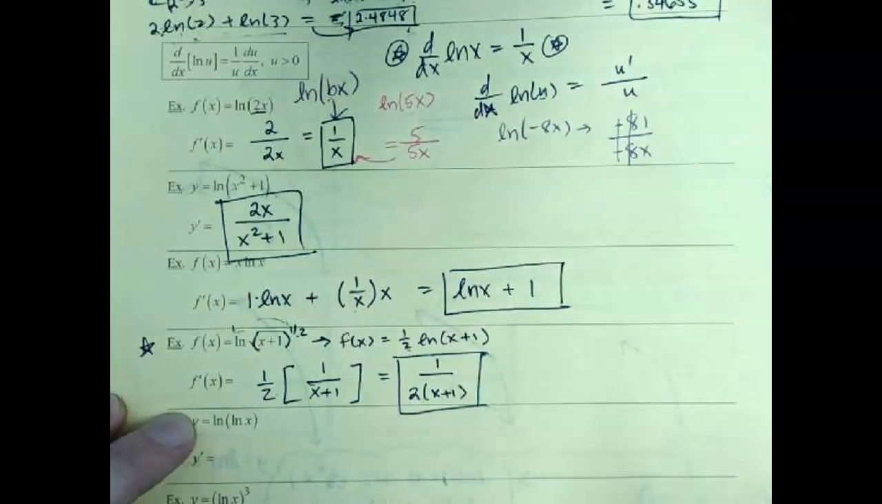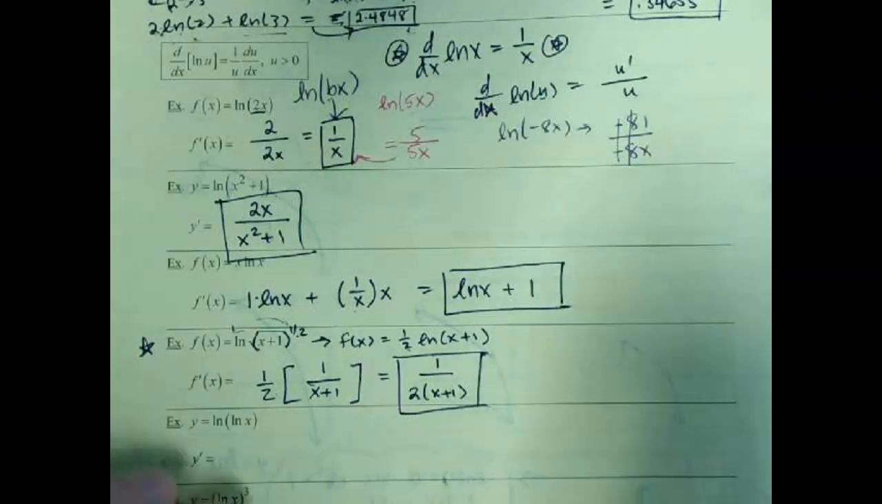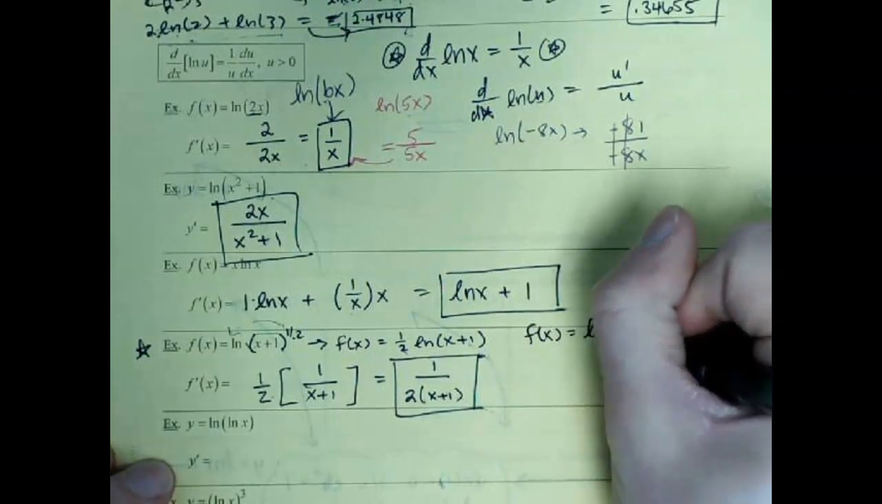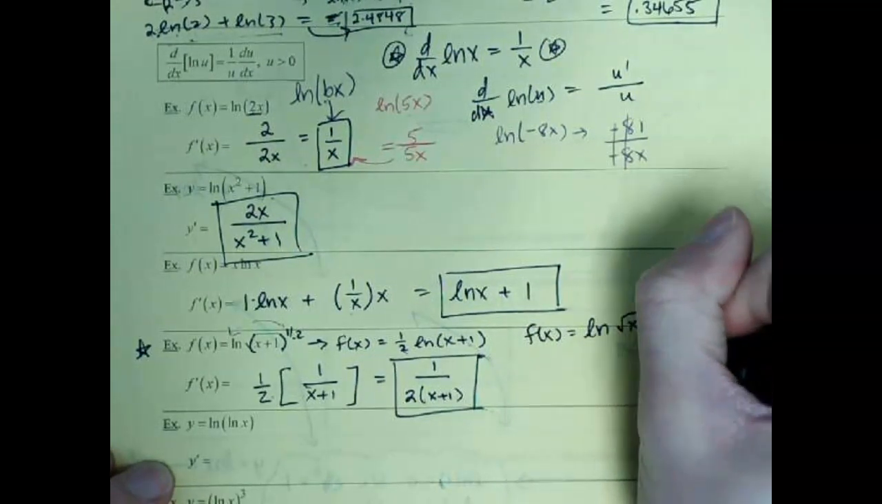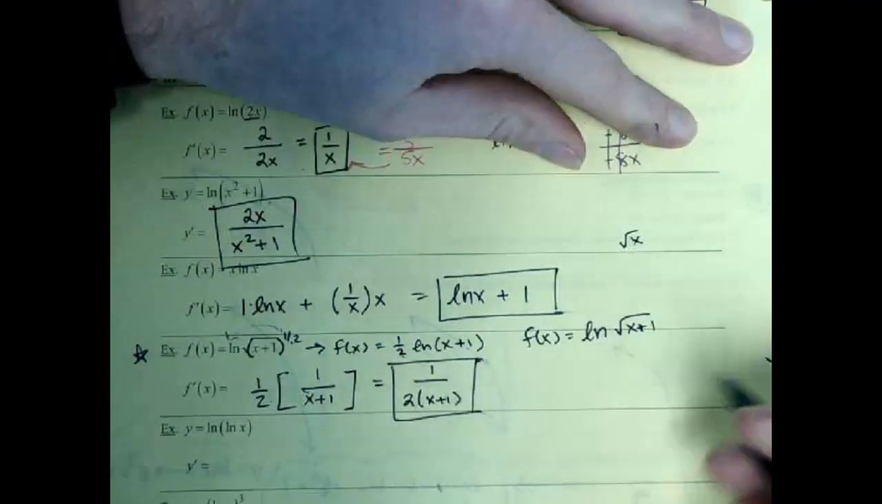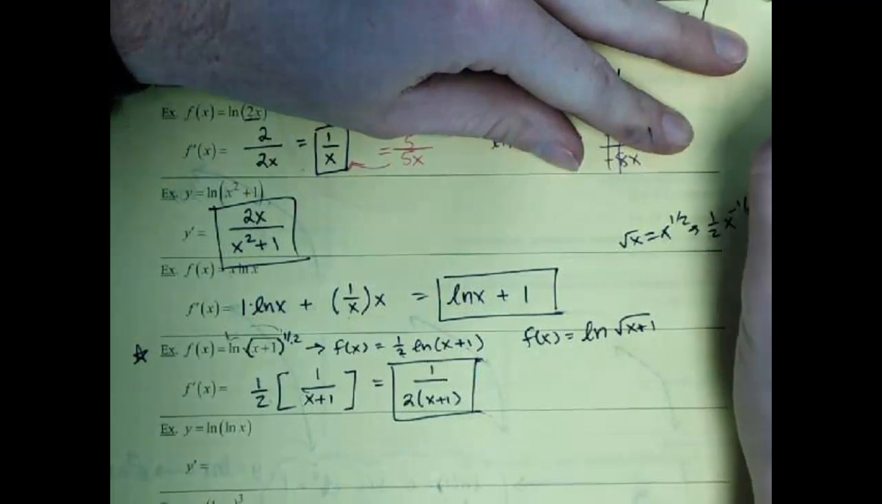But it's a lot easier, instead of having that square root, to rewrite that as a 1/2 power and then to bring it to the front. That's a lot easier. Do you have to do it that way? No. Okay, so here's how you could have done it differently. If I wanted to leave it as ln of square root of stuff. Remember your power rule. If I have x to the 1/2 power, the derivative would be 1/2 x to the negative 1/2.